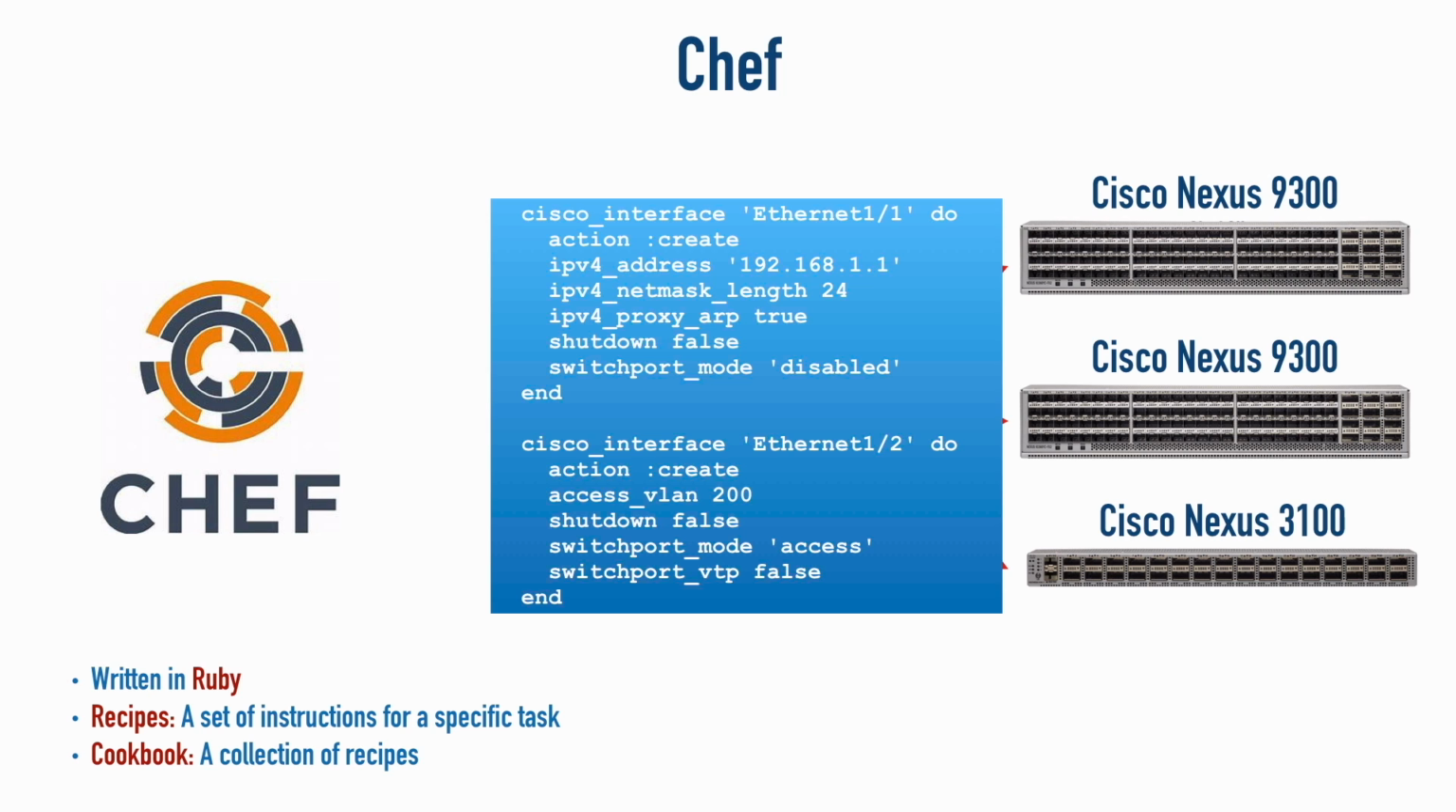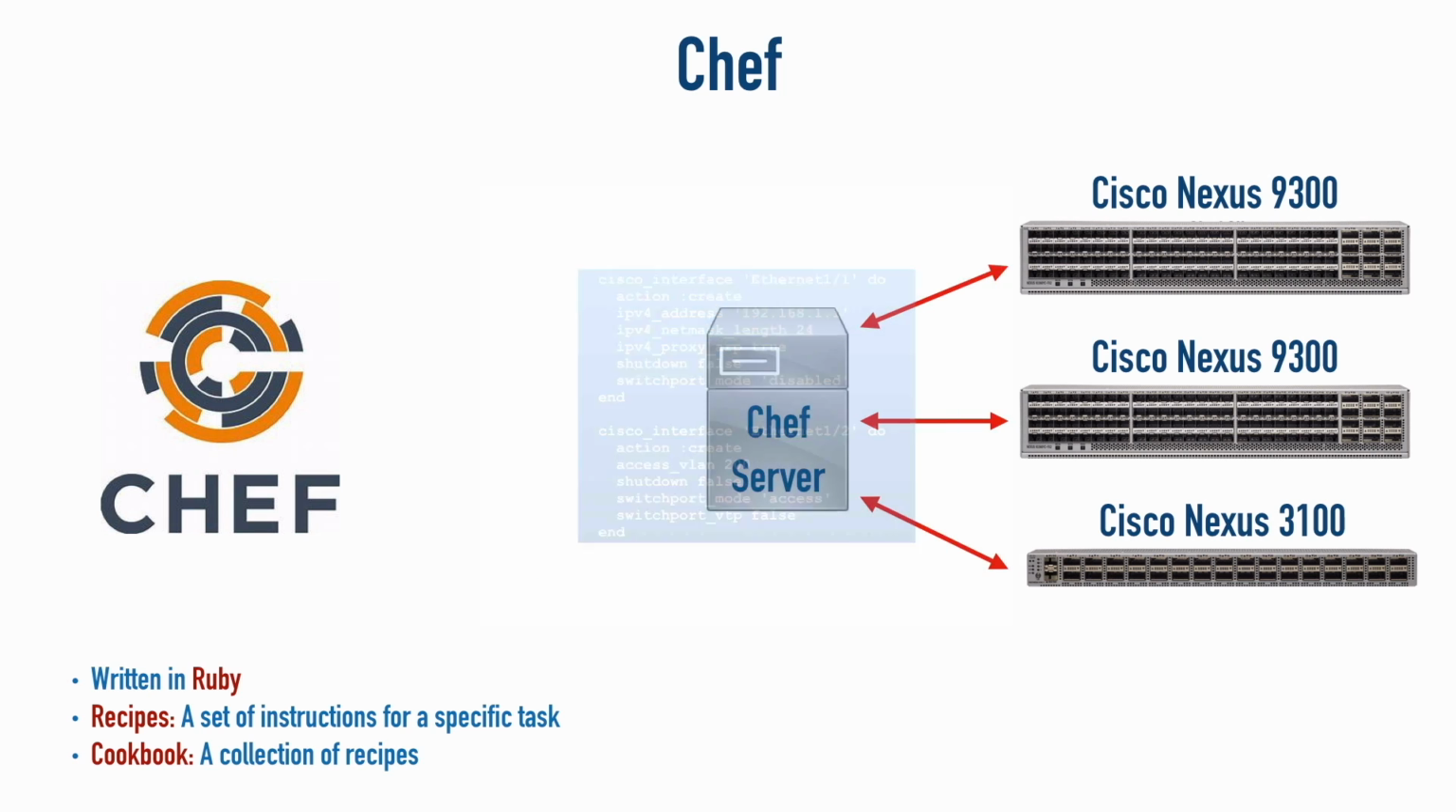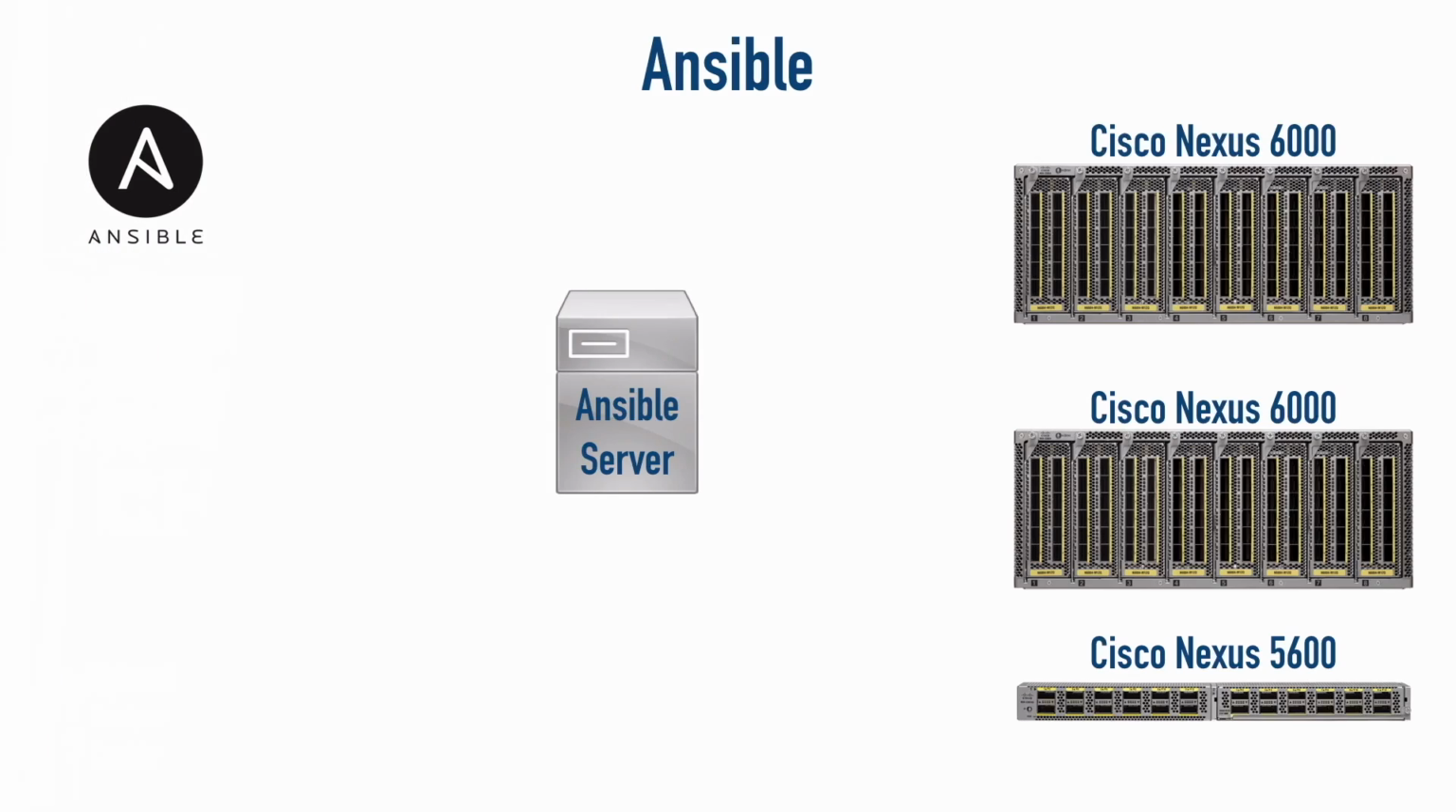That's just a simple example of the kind of code that we might find in the instructions that we're pushing out to our devices. Now, the third example is Ansible. And this is the one that really stands apart from the other two. The other two used a server and agents on the managed devices. This is going to be an agentless model.